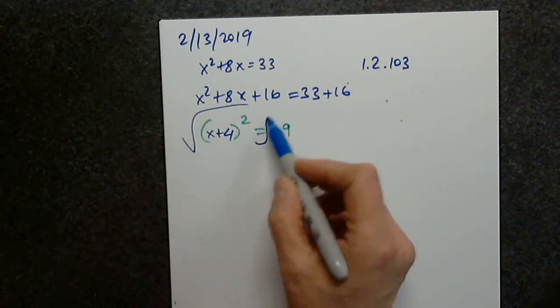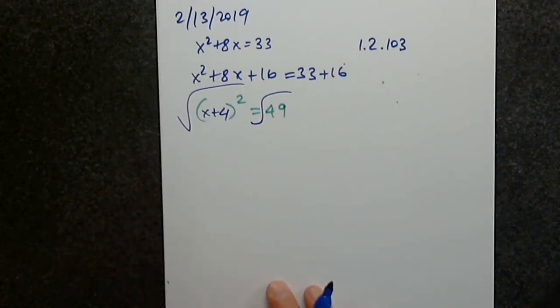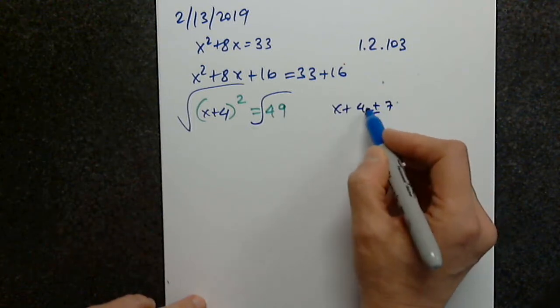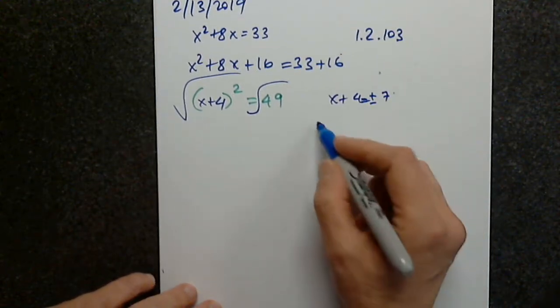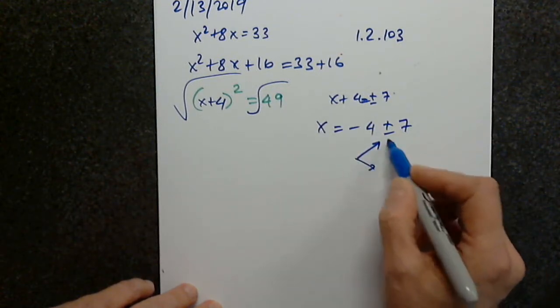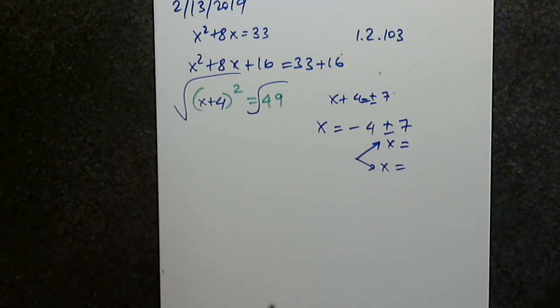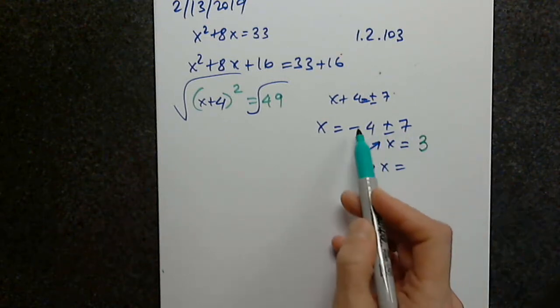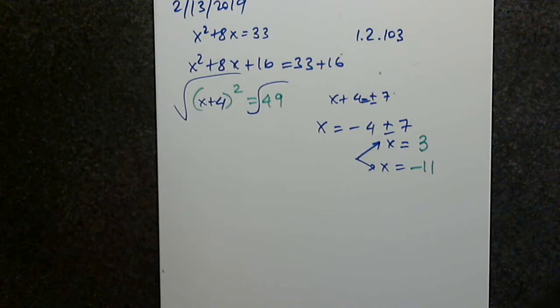So at this point in time, I have to take the square root, remembering that this is a quadratic equation, and I have to write plus or minus 7. Then I have to move negative 4 to the other side, and then we get two options for x. And the first option is negative 4 plus 7, which is positive 3, and negative 4 minus 7, which is negative 11. Okay? Everything okay?